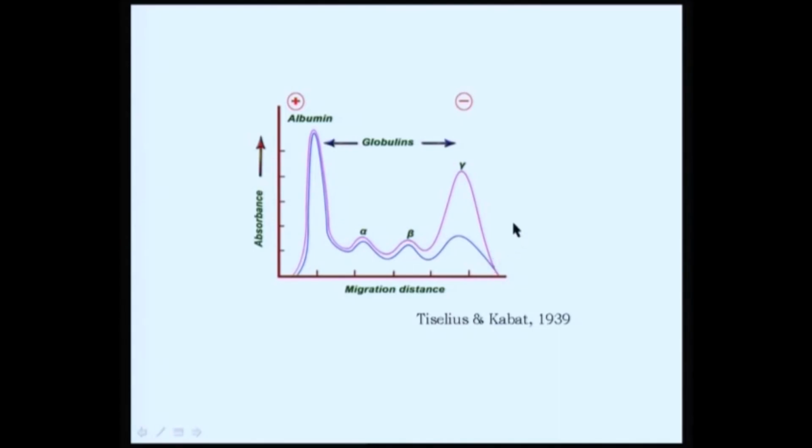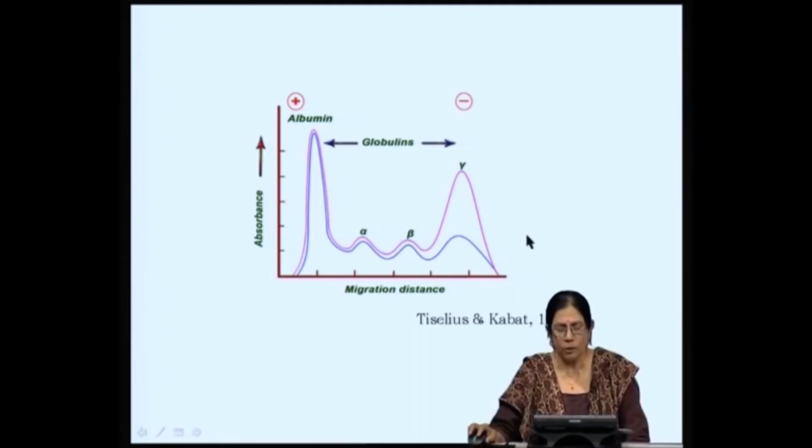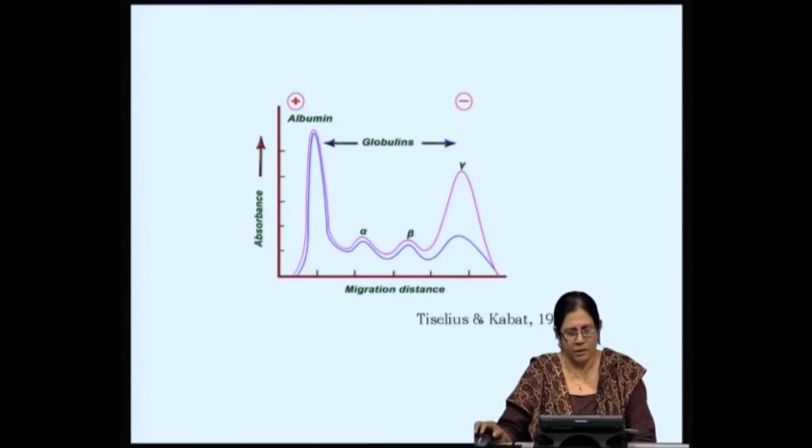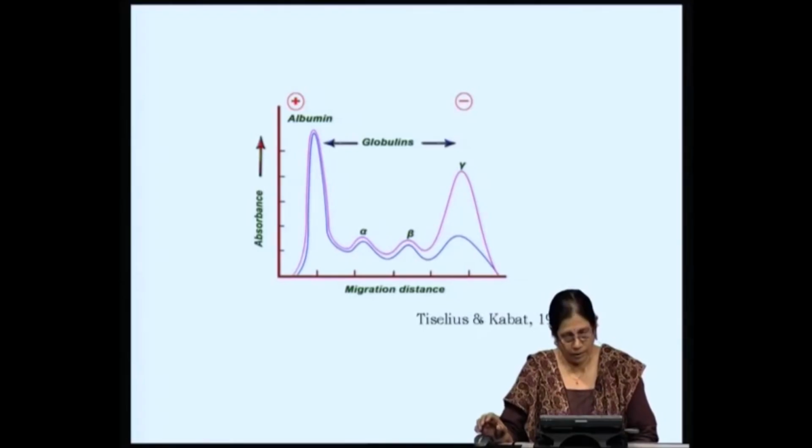Now, technology was primitive in those days, and the only method by which scientists could identify which fractions were present in the serum was electrophoresis, simple electrophoresis, where proteins could be separated based on their net charge. Now, Tiselius and Kabat did a very simple experiment, and it took them several months, perhaps years, to do. They made antiserum to ovalbumin.